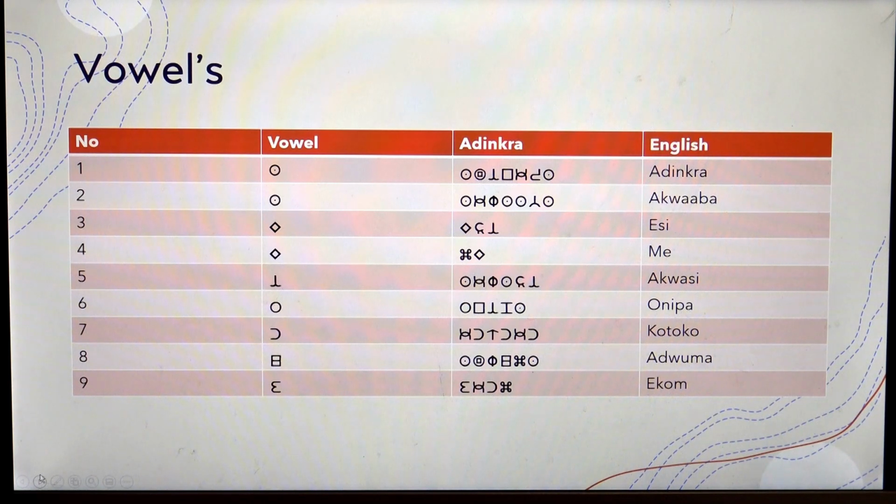We're going to be going through the tables and then I'll be pronouncing them as we go along the way. So the first is the A character, that is a long A, so you have Adinkra. And then below that we have Akwaba, which is the same A character but used as a short A.